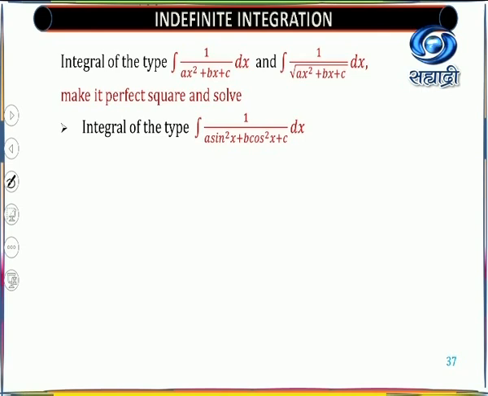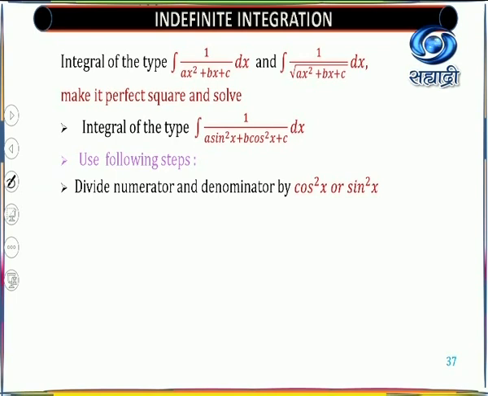Different types are also there. Then you will have the same quadratic expression but in terms of trigonometric functions, like integral 1 upon a sine square x plus b cos square x plus c dx. Now you have to follow these methods. What are the methods? First step: divide numerator and denominator by cos square x or sine square x. For this type of integral, you have to divide numerator and denominator both by either cos square x or sine square x.